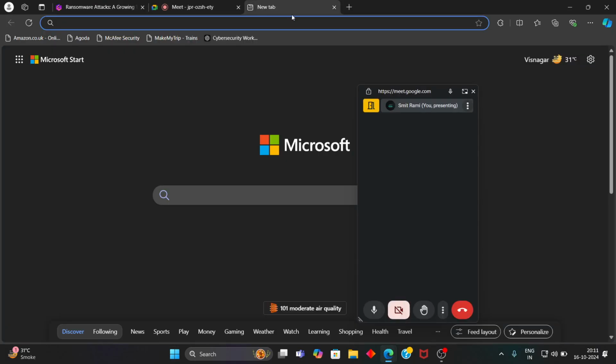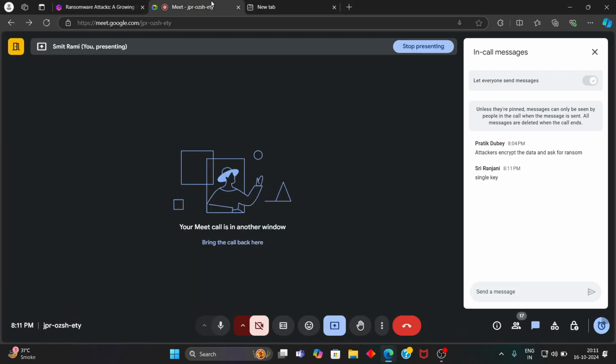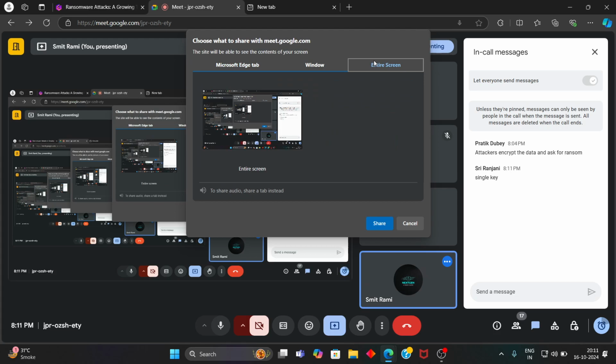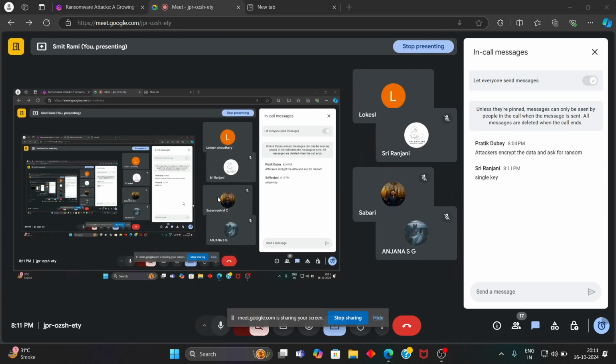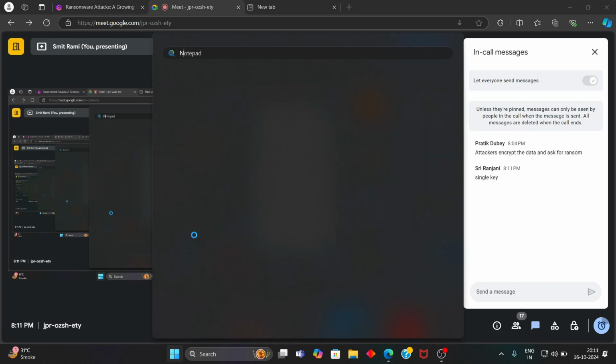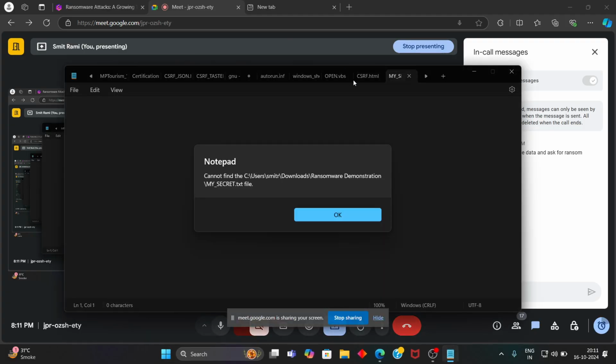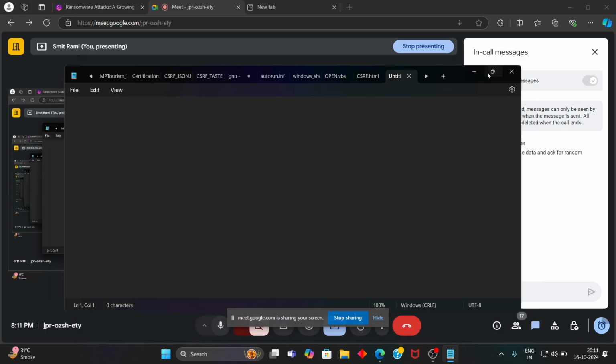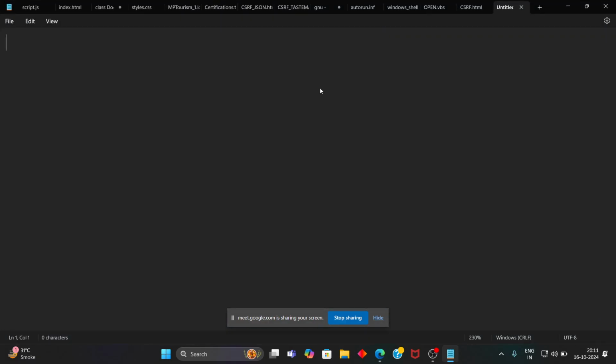All right. Okay, I made a mistake. Actually, I was supposed to share my whole screen. All right, so let me open my notepad. Yes. So for an example, there are two types: first is asymmetric and the other is symmetric.